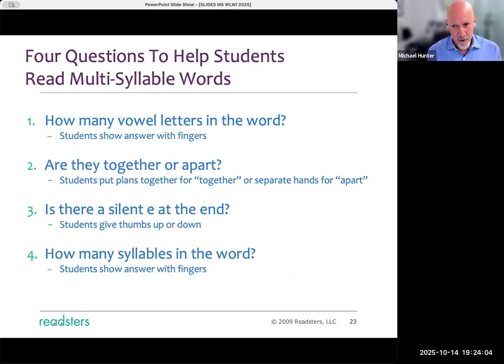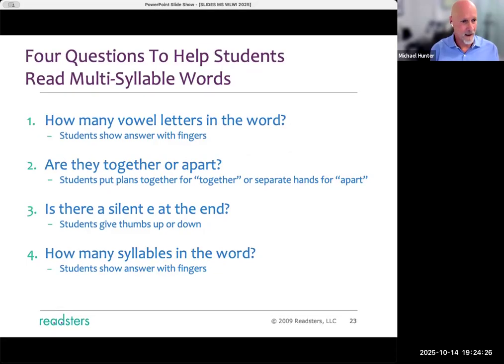Using the vowels, we teach our students four questions when approaching an unfamiliar long word. Start with, how many vowel letters are in the word? Are they together or apart? Because typically, if the vowel letters are next to each other, in most words that will be a vowel team, and it will spell one sound.